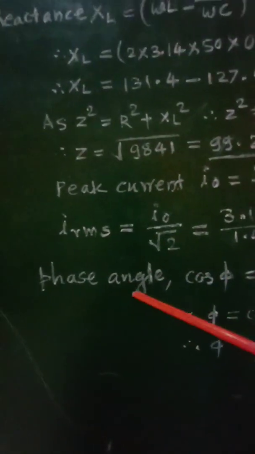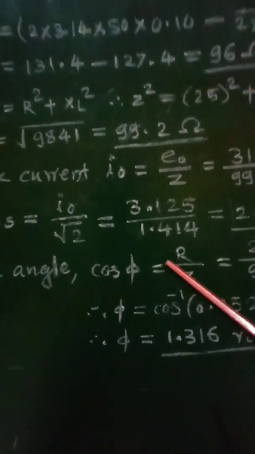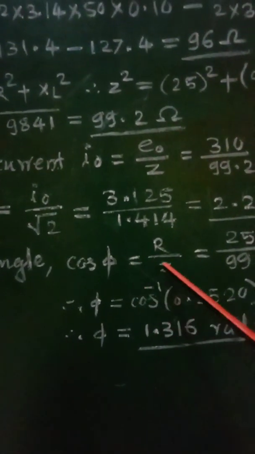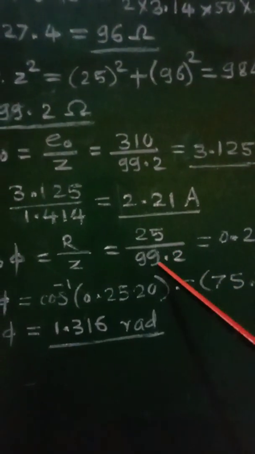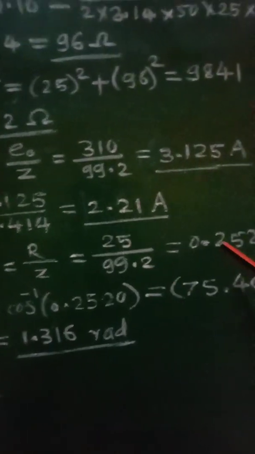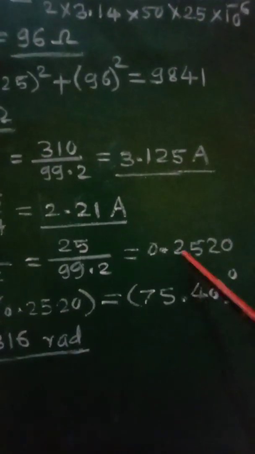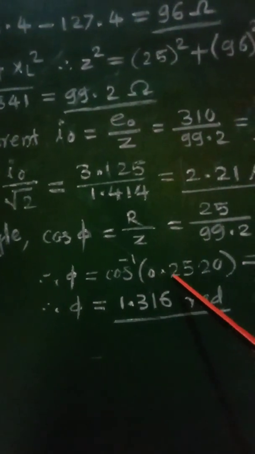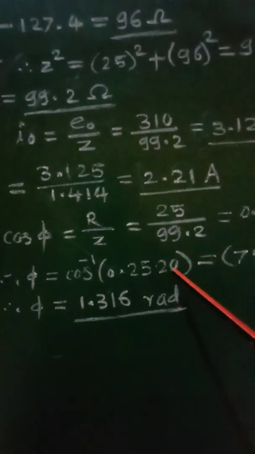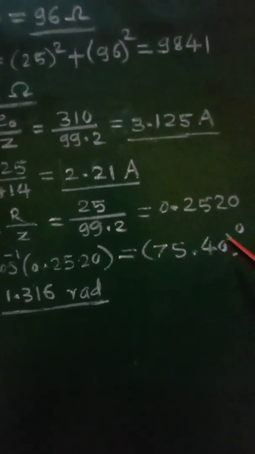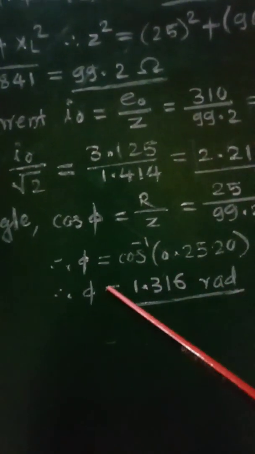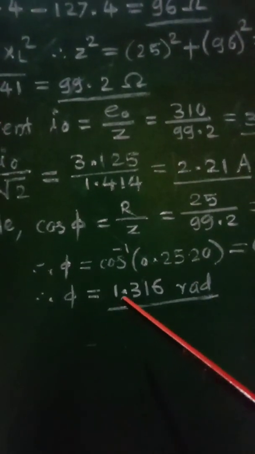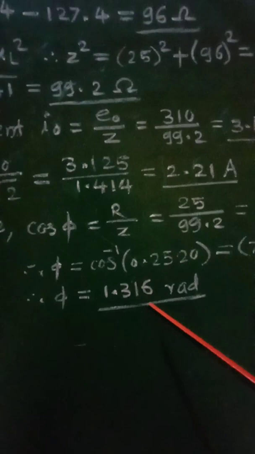And now let us find the phase angle phi. For that purpose we have the relation cos phi equal to R by Z. From the phasor diagram, cos phi is equal to R by Z, that will be equal to 25 upon 99.2, which comes out to be 0.2520. It is the value of cos phi, and therefore we can write phi is equal to cos inverse of 0.2520, its cos inverse comes out to be 75.40 degree, which will be further converted in terms of radian as phi is equal to 1.316 radian. This will be the required phase angle.